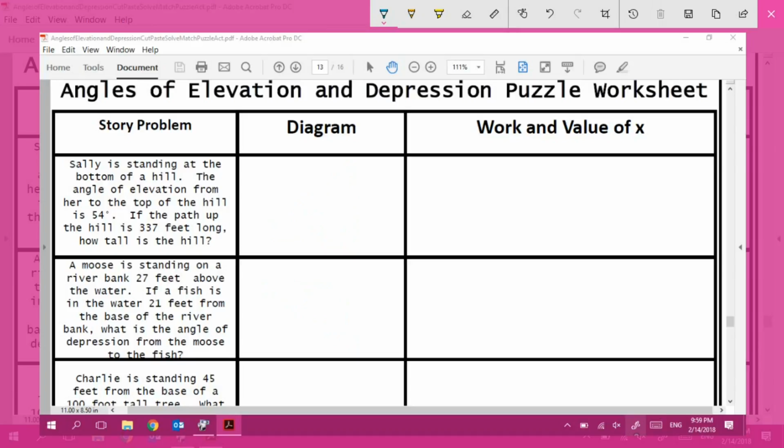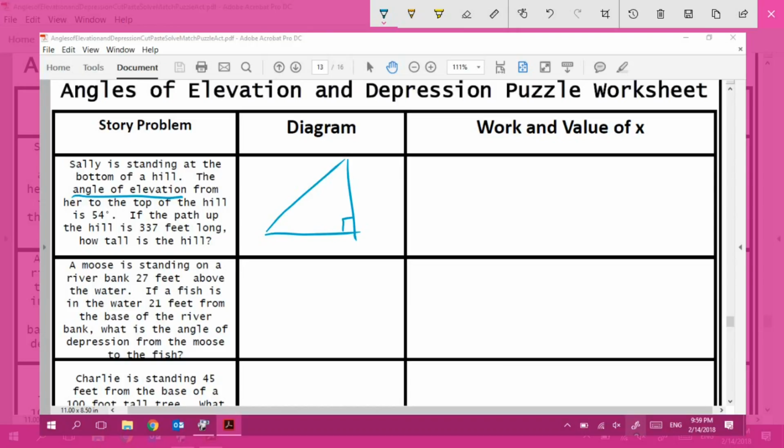Sally is standing at the bottom of a hill. The angle of elevation, keyword, angle of elevation. So, time to put in the chicken nuggies. Alright, so right there, I'm going to draw my angle of elevation triangle. Anyways, let's continue reading the problem.